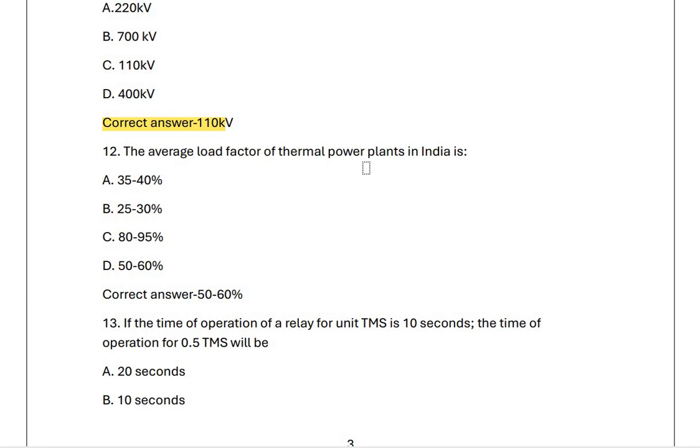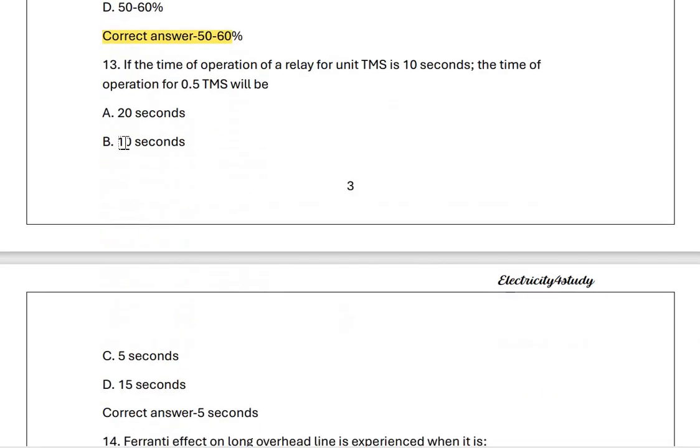12. The average load factor of thermal power plants in India is A. 35 to 40%, B. 25 to 30%, C. 80 to 95%, D. 50 to 60%. Correct answer: 50 to 60%.